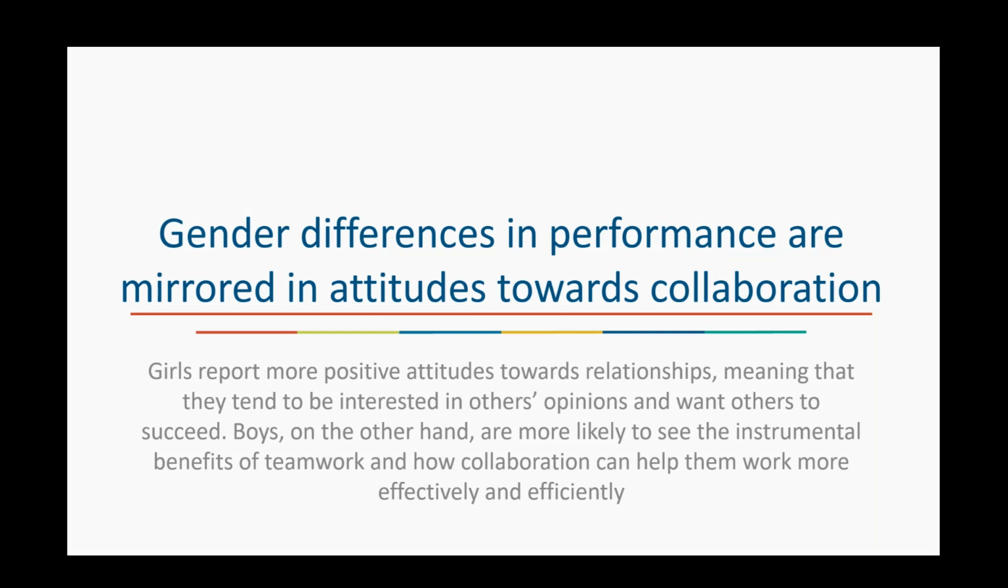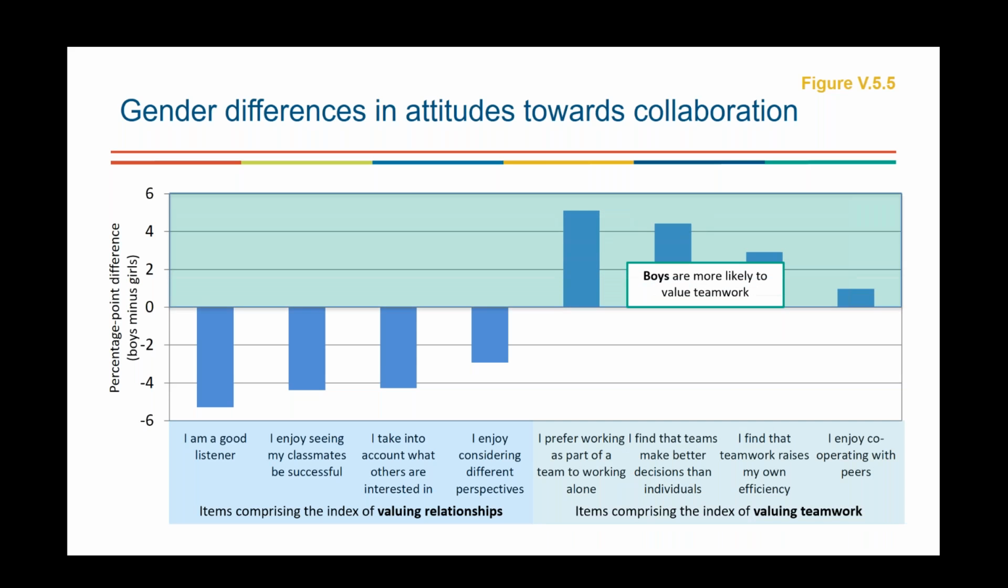Have a look at some of those results. Here you see exactly what I just mentioned to you. Now, for example, girls were more likely to say, I'm a good listener. I enjoy seeing my classmates be successful. I take into account what others are interested in. I enjoy considering different perspectives. On the other hand, boys were more likely to say, I prefer working as part of a team. I find that teams make better decisions than individuals. I find that teamwork raises my own efficiency.